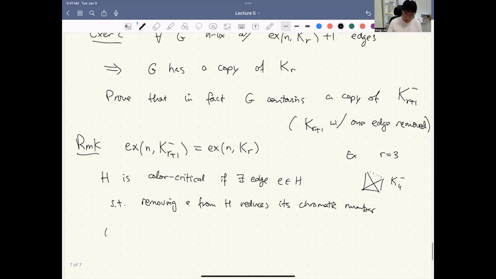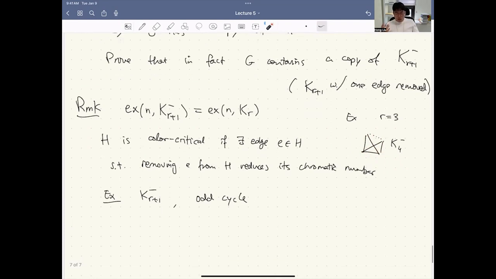Okay, examples: K_{R+1} minus, for example, and odd cycles, for example. Odd cycles have chromatic number 3. Removing any edge, you become a path, chromatic number 2. Here is the K_R minus with R equal to 3. Chromatic number is 3, right? You can remove this edge, and it becomes a C4, which has chromatic number 2.